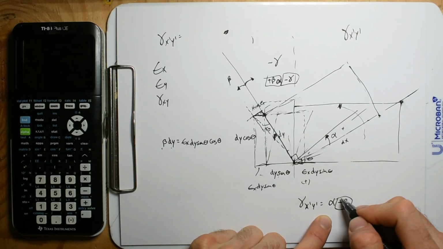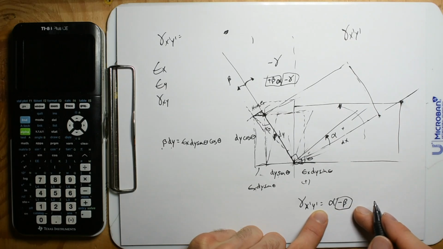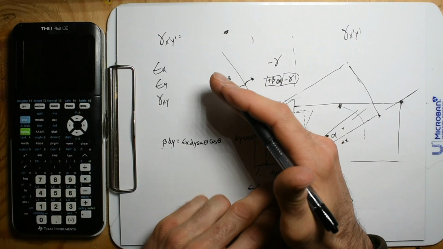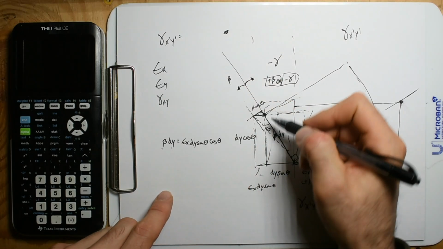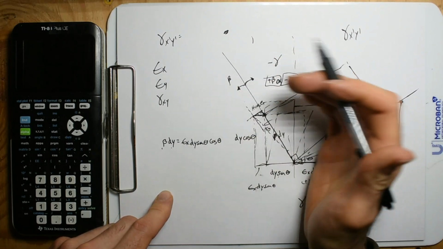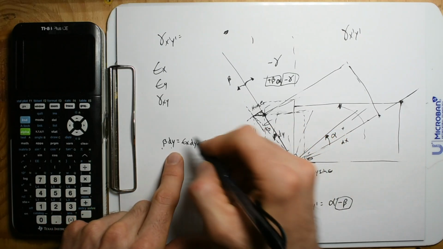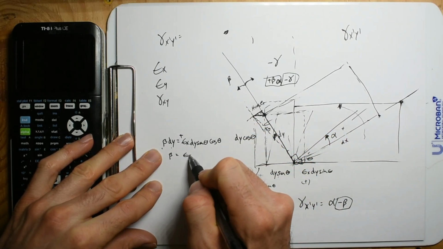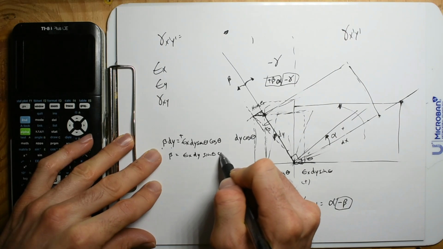And I just think that's dumb, because visually we can be like, if this rotates that way, it's going to be positive, and this is going to be negative. But we're going to call counterclockwise right-hand rule rotations positive, and we have beta is ex dy sine theta cosine theta for that one.